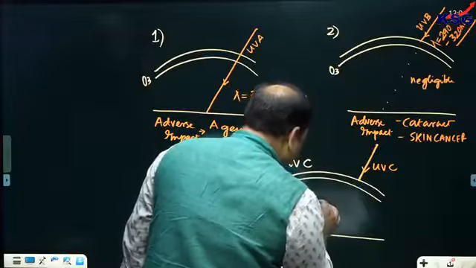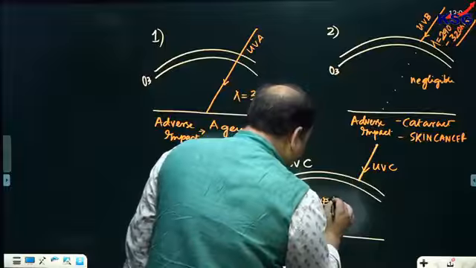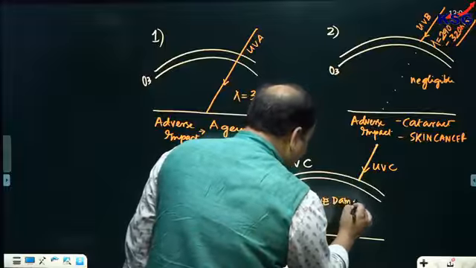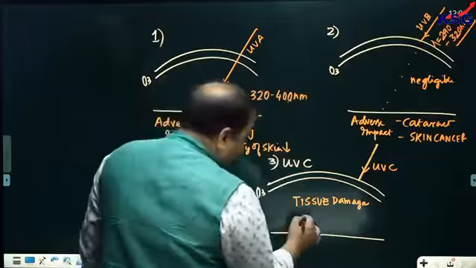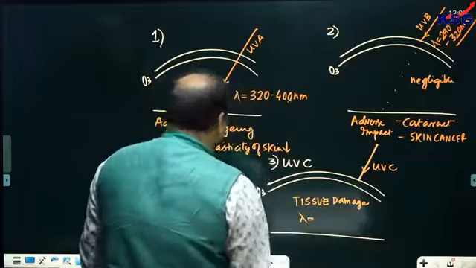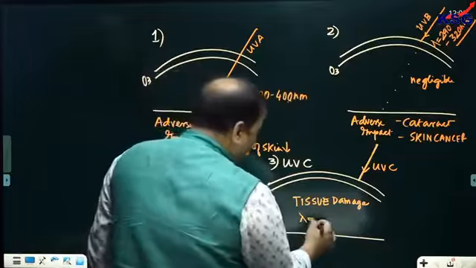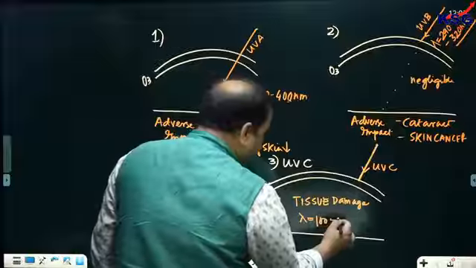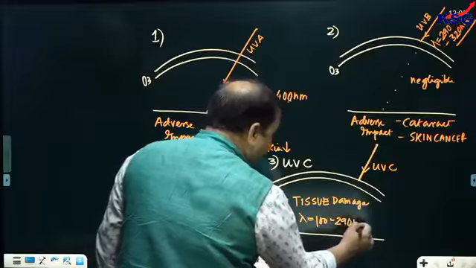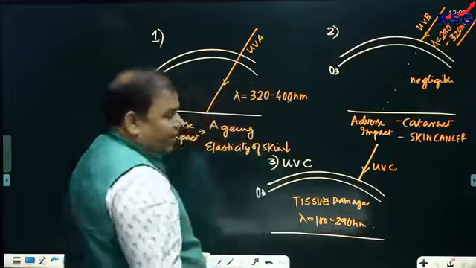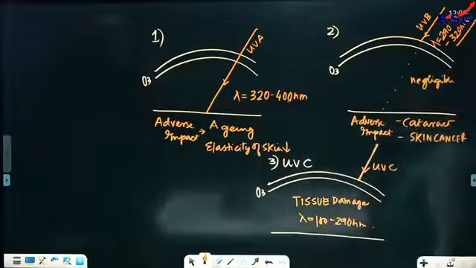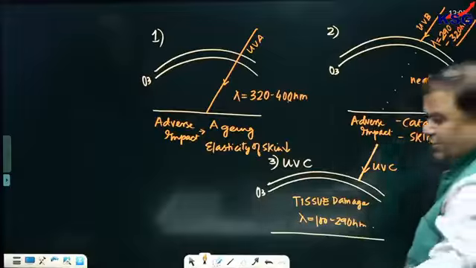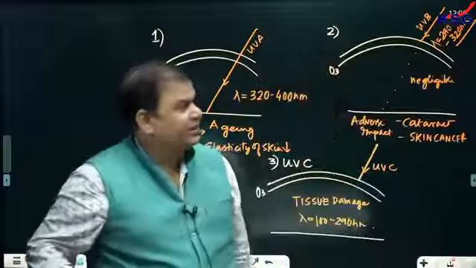But if at all it reaches the surface of the earth, it would be doomsday for mankind. Why? Because this radiation is directly responsible for tissue damage. And if we talk about the wavelength of this radiation, the wavelength is further reducing, from 100 to 290 nanometers. Clear? So the wavelength is further reducing.